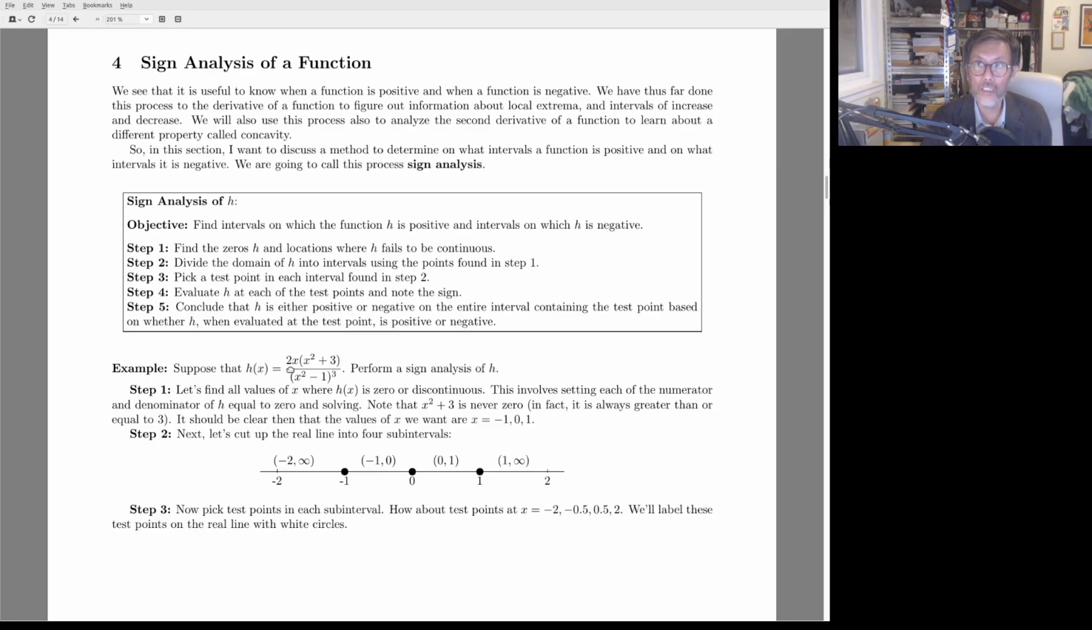Okay, when is the numerator 2x times x squared plus 3 equal to 0? Well, that happens when x is equal to 0. That makes this factor 2x equal to 0. Yeah?